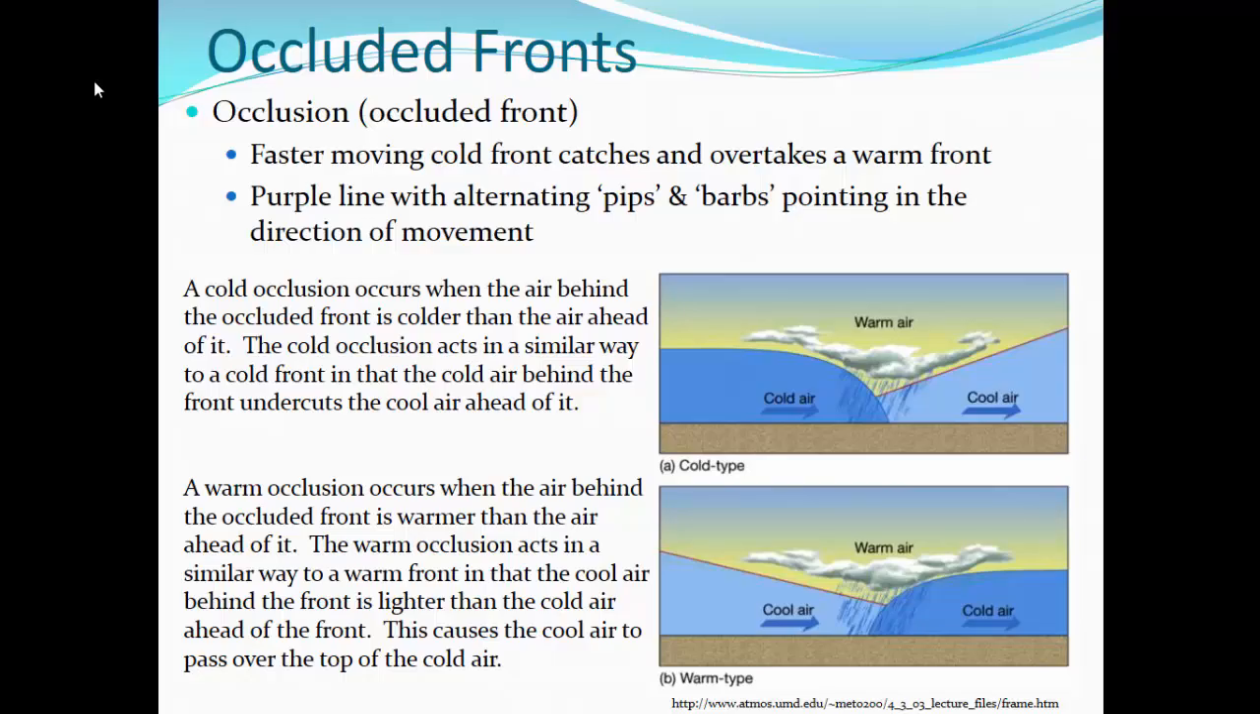So we're not going to necessarily focus on the nuances of cold type or warm type. What we want to understand is the general concept of an occluded front as being where the cold air has caught up to somewhat warmer air, and an occlusion occurs. And literally, the occlusion is where that warmer air is lifted up, and that's what creates the rainfall along it.